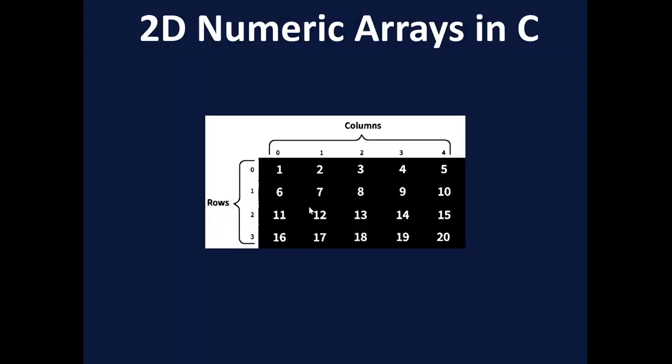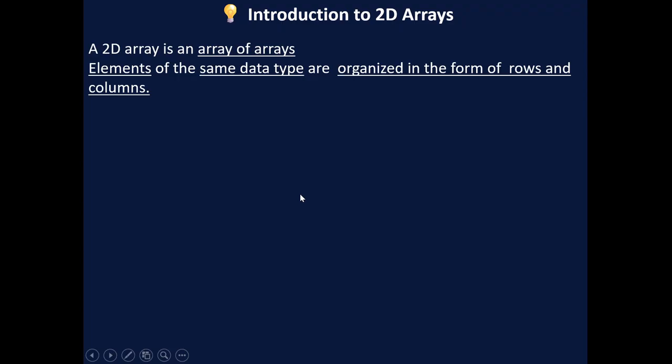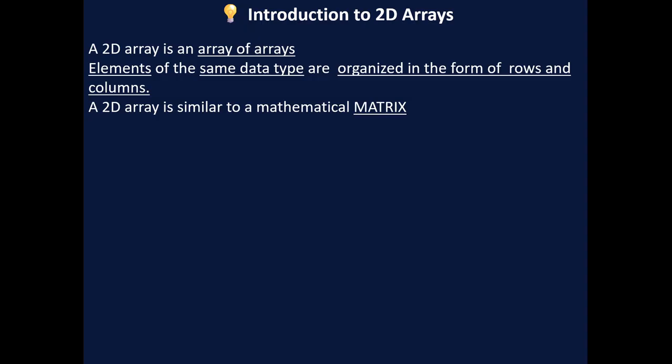Let's learn 2D numerical arrays in C. A 2D array can be considered as an array of arrays. The elements will all be the same data type and will be organized in the form of rows and columns, and you can refer to a 2D array as a matrix. It is similar to a matrix.